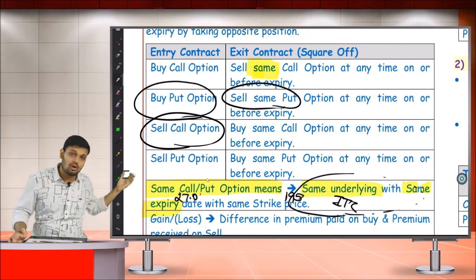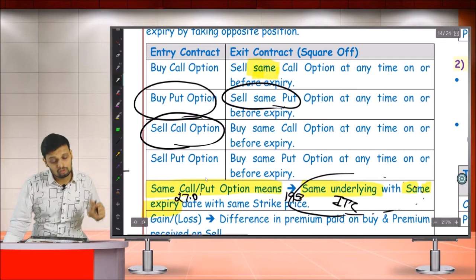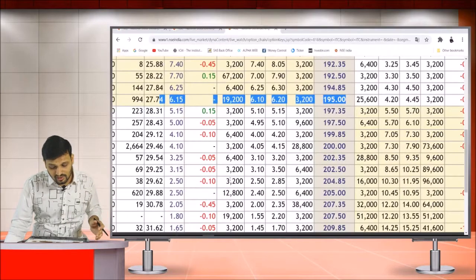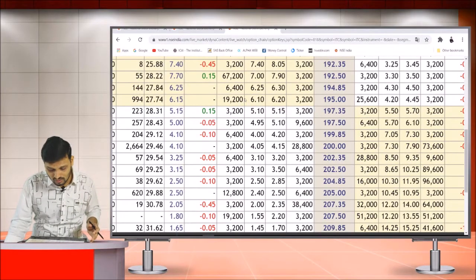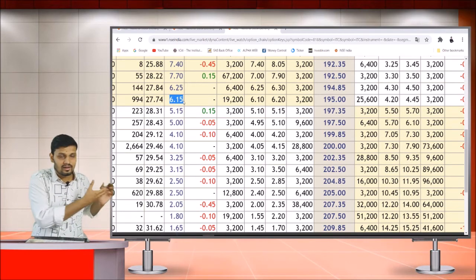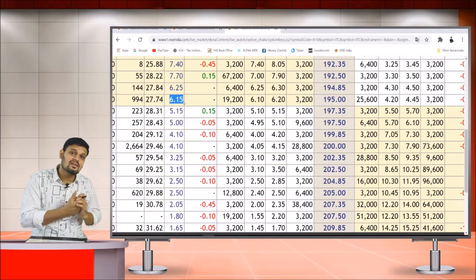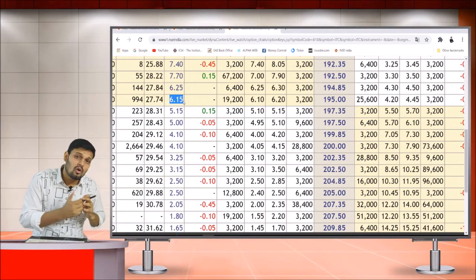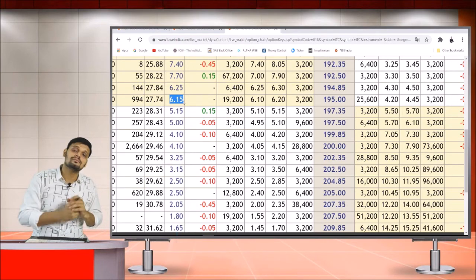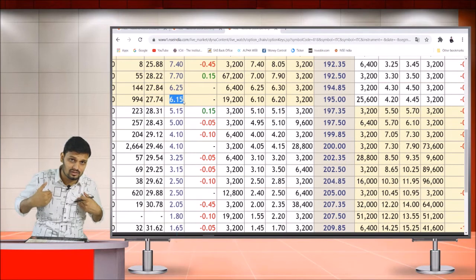What happened? You sold a call option. When you sold the call option, you received a premium of 6.15, because obviously the seller will receive the premium. And what is the seller of a call option thinking? No matter what, the price will not go up. That is what the seller of a call option is thinking.